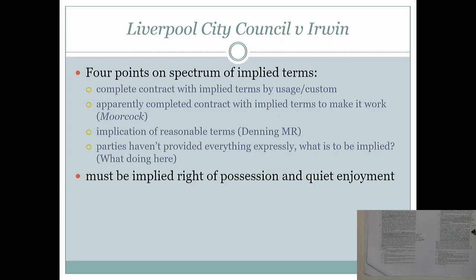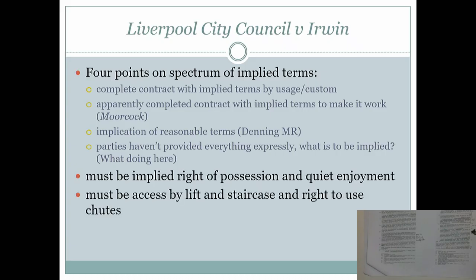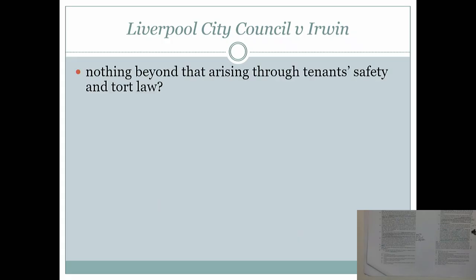In this case, there clearly must be an implied right that the tenants have to possession and quiet enjoyment. That's the fundamental right that you get when you rent a tenancy. Furthermore, in order to access your tenancy in a multi-level building, there must be an implied right to use the staircase and the lift, as well as a right to use the rubbish chutes. But what obligation relies upon the landlord to keep up these common areas, the lifts, the stairwells, and the rubbish chutes? Is there nothing beyond ensuring that the tenants aren't injured using the stairwells, the lifts, and the rubbish chutes? Is it a bare minimum of safety?